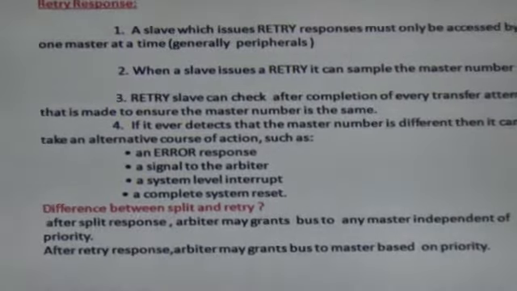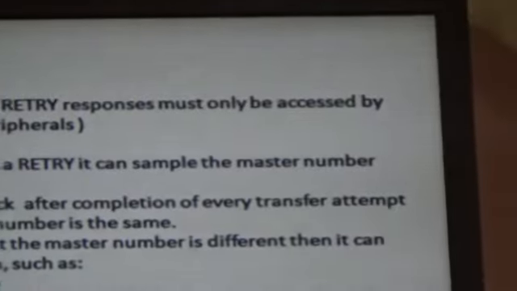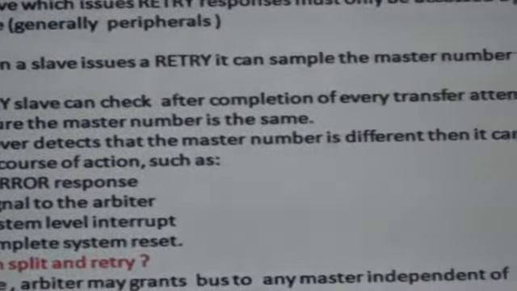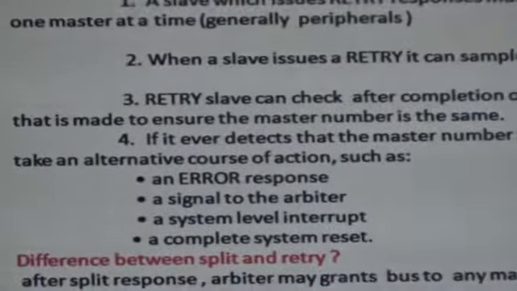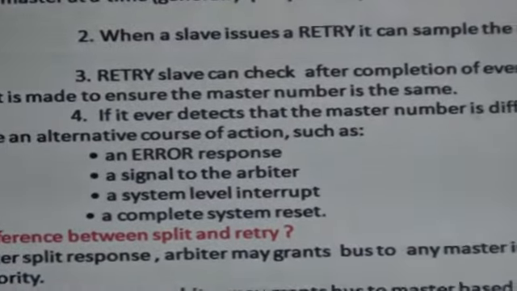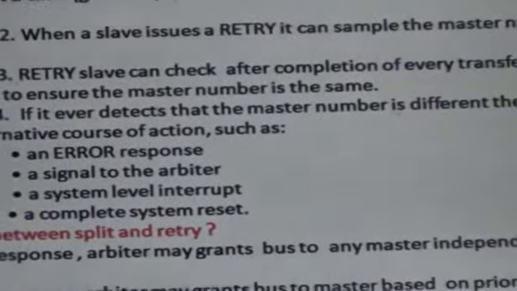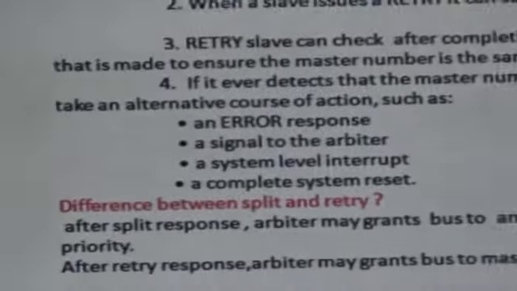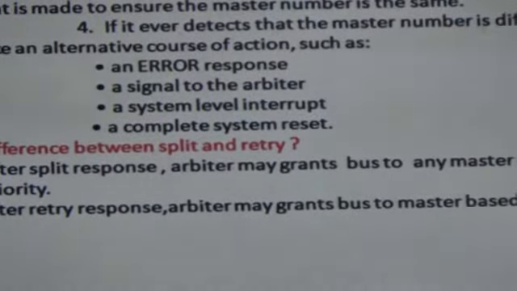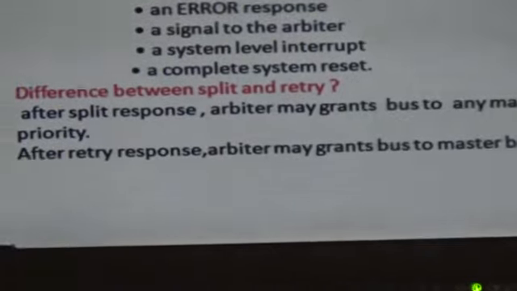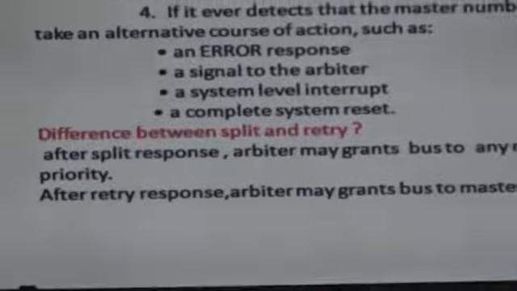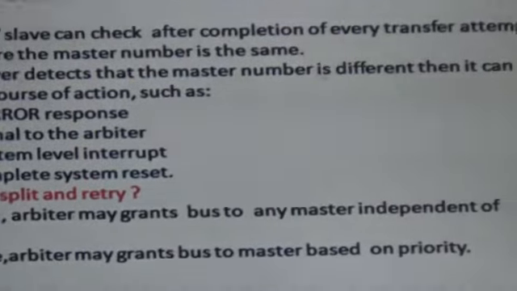So once again, a slave which issues a retry response must only be accessed by one master at a time. When the slave issues retry, it samples the master number. The retry slave checks after completion of every transfer attempt to ensure that the master number is the same. If it ever detects the master number is different, then it can take an alternative course of action such as error response, signal to the arbiter, system level interrupt and complete system reset. And the difference is that the split arbiter may grant the bus to any master independent of priority, whereas the retry arbiter grants the bus to the master based on priority.